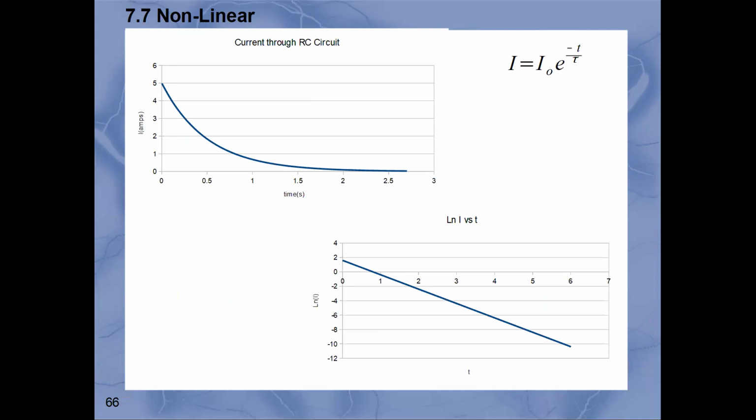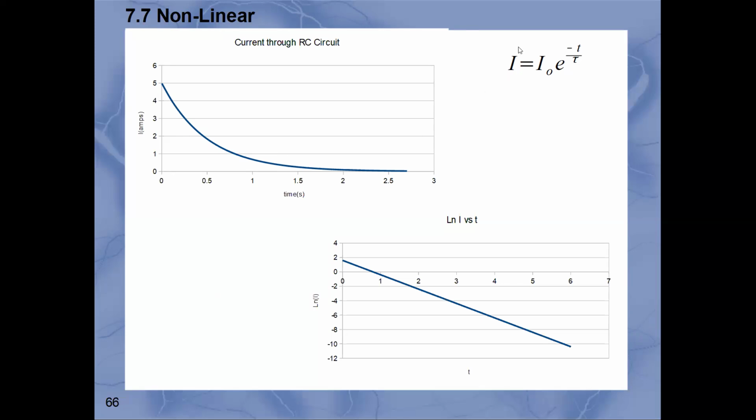Also, sometimes things are non-linear. So instead of having a linear trend, for instance, the current through an RC circuit drops off and it's definitely not linear. However, I know that if I do all the math, the current is equal to the initial current times e to the minus t over tau, where tau is some constant. And this is the lowercase Greek letter tau.